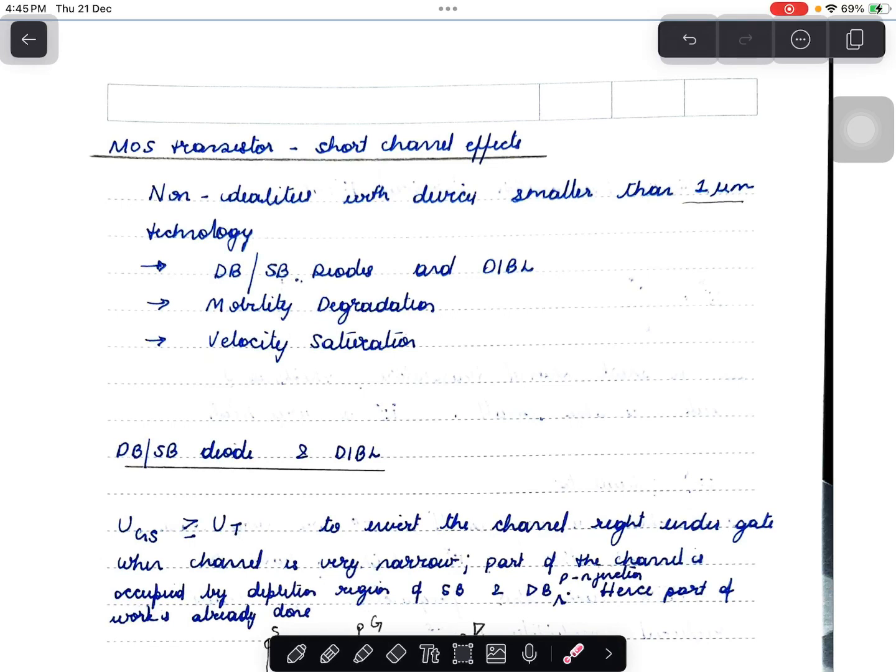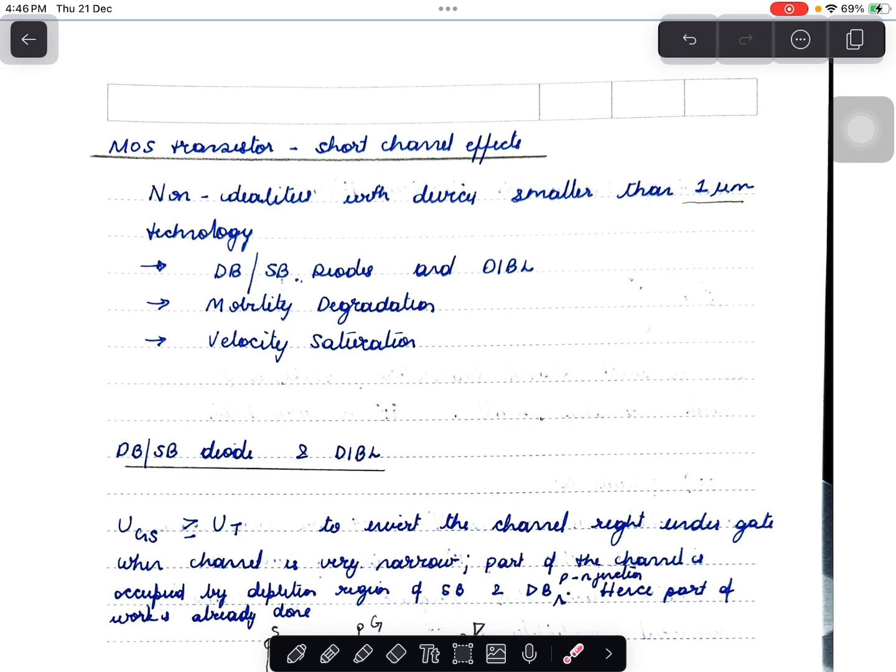MOS transistor short channel effects. When the length of the transistor is below 1 micrometer, we observe non-idealities with the devices. The three short channel effects are: one is drain to bulk and source to bulk diodes and drain induced barrier lowering.